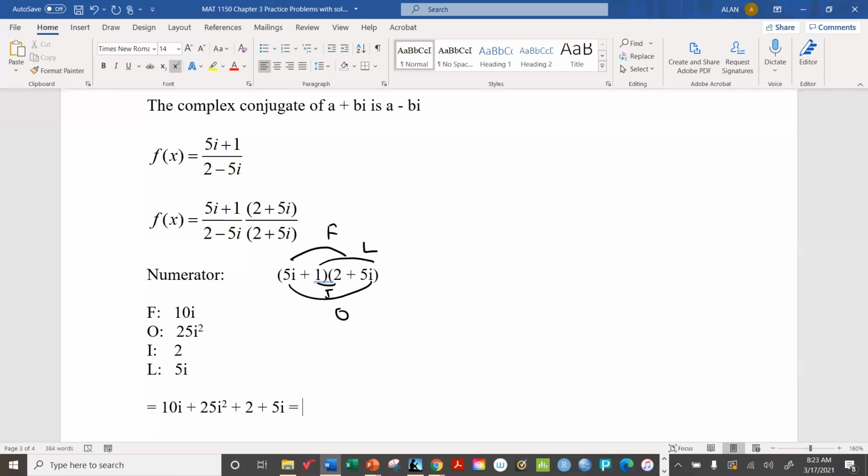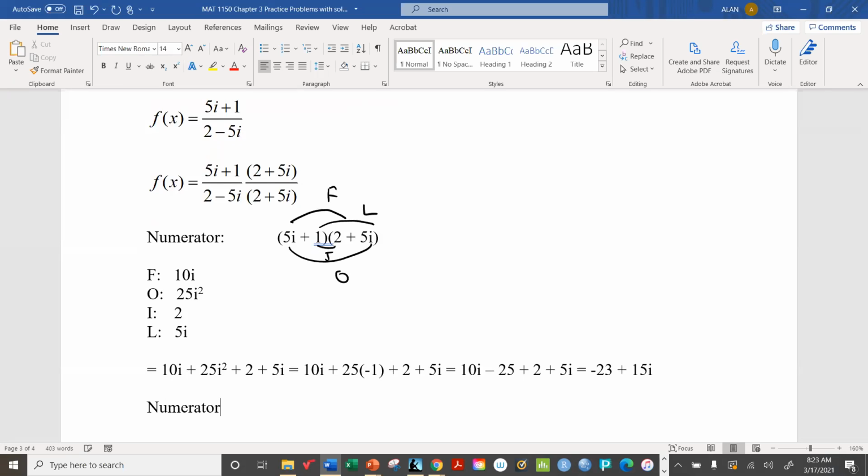And so we can write this as, oh, wait a minute. Well, look what we have here. We have an i squared, so we can actually replace that with -1. So we've got 10i minus 25 plus 2 plus 5i. And when we're done here, what does that give us? Minus 23 plus 15i. Okay, perfect. So, let's summarize this: the numerator equals -23 plus 15i.